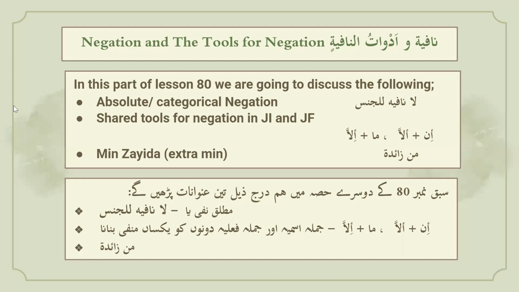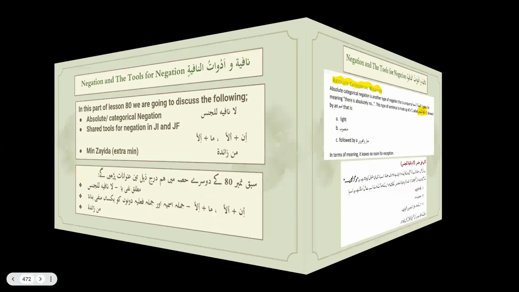The combinations we are going to discuss will be in plus illa and ma plus illa. These two combinations are used to negate Jumla Ismiya as well as Jumla Fi'liya. And then we have the third topic for discussion, min zaida, which literally means extra min, so additional min or extra min.